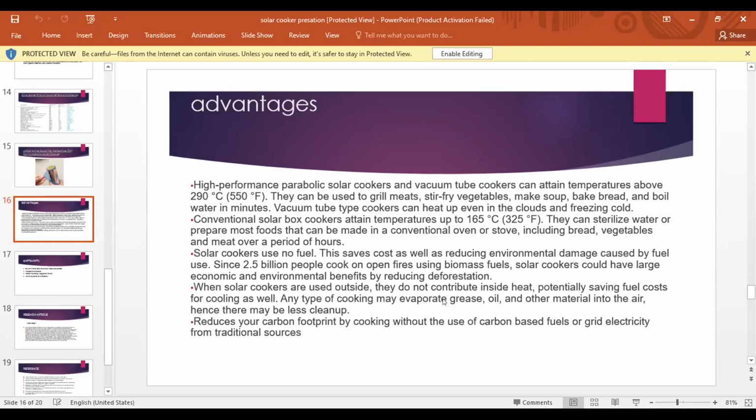When solar cookers are used outside, they do not contribute heat inside, potentially saving fuel cost and cooling as well. Any type of cooking may evaporate greases, oil, and other material into the air, hence they may be less cleanup.